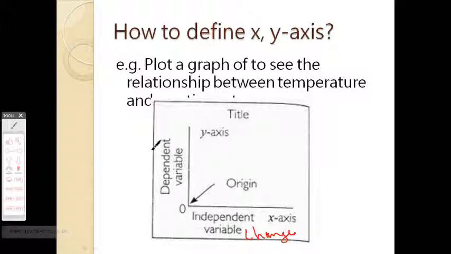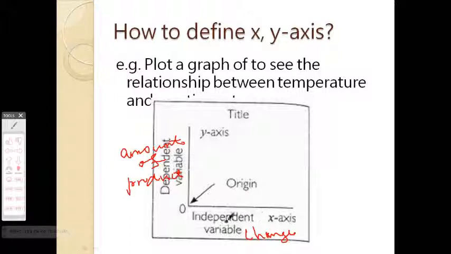Of course, the dependent variable here is the reaction rate, but you do not measure the reaction rate by, like, using a meter. Maybe it is the amount of product formed. Then this one is the dependent variable. So next time when you plot graphs, you make sure that you know which one is the independent variable, and it should be put in the x-axis.